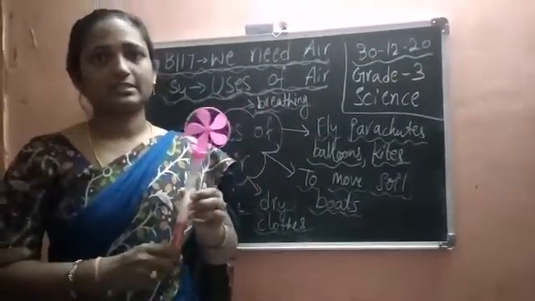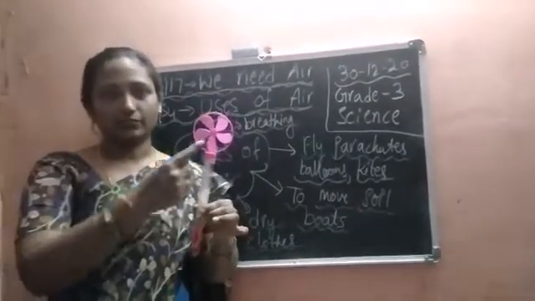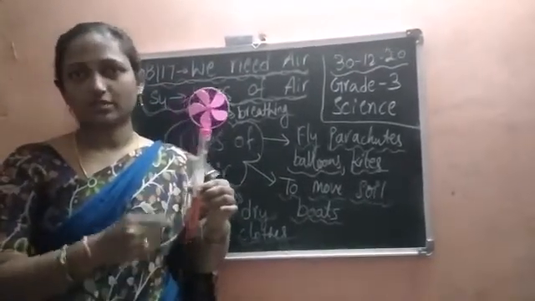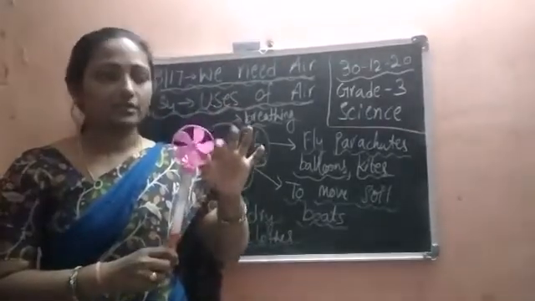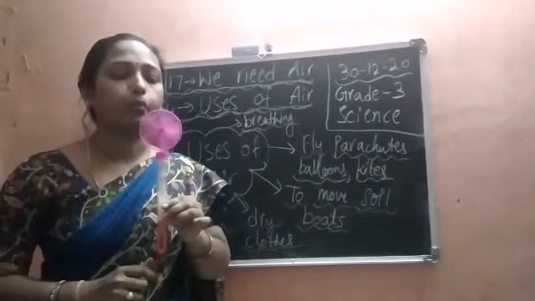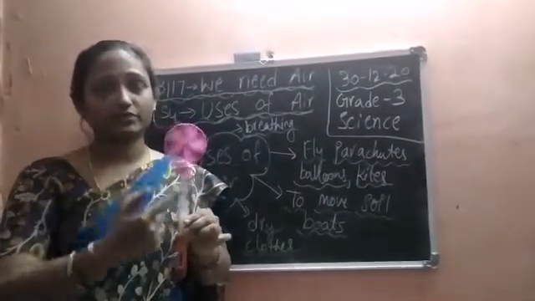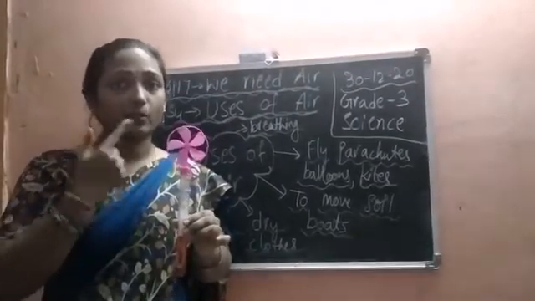So this is just like a windmill. I'm showing an example, children. Windmills have long iron rods which are fixed on the earth's surface, and they have blades like a fan which rotate with the help of air. Can you see how it is rotating, the blades of this windmill? It is rotating with the help of air when I'm blowing it.